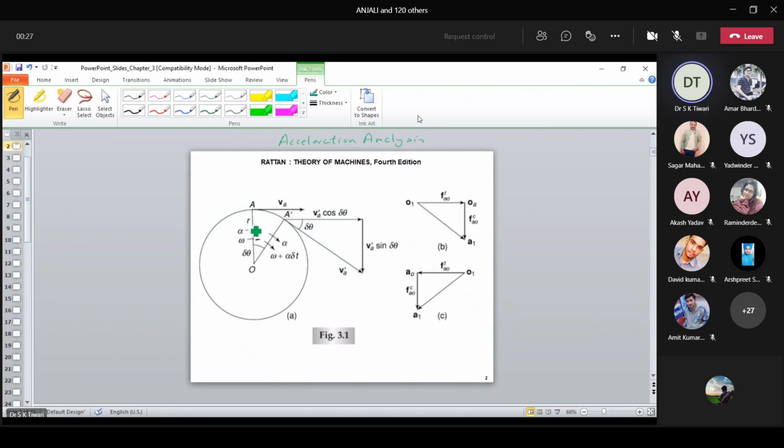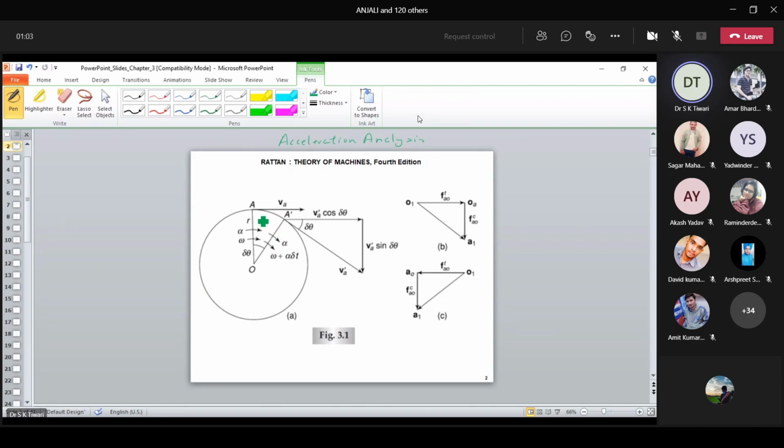There is a link OA of length small r rotating on a circular path in clockwise direction as shown in the figure. It has an instantaneous angular velocity of omega radians per second, and an angular acceleration of alpha radians per second square in the same direction. Clear? That is, the angular velocity increases in the clockwise direction.